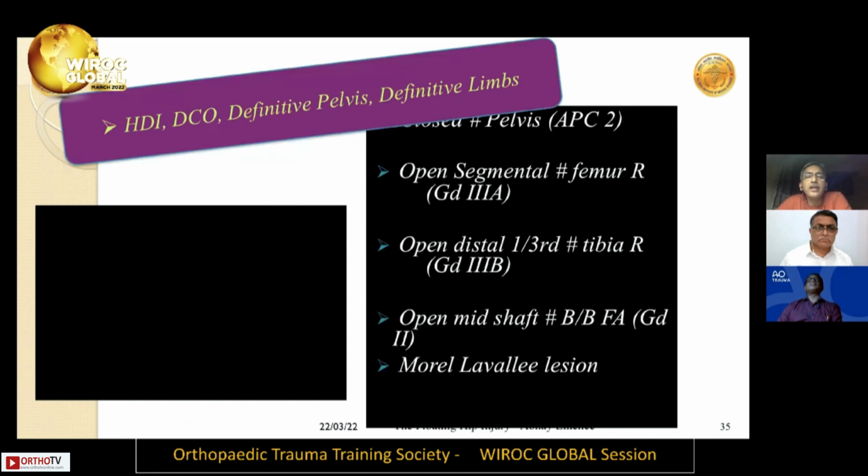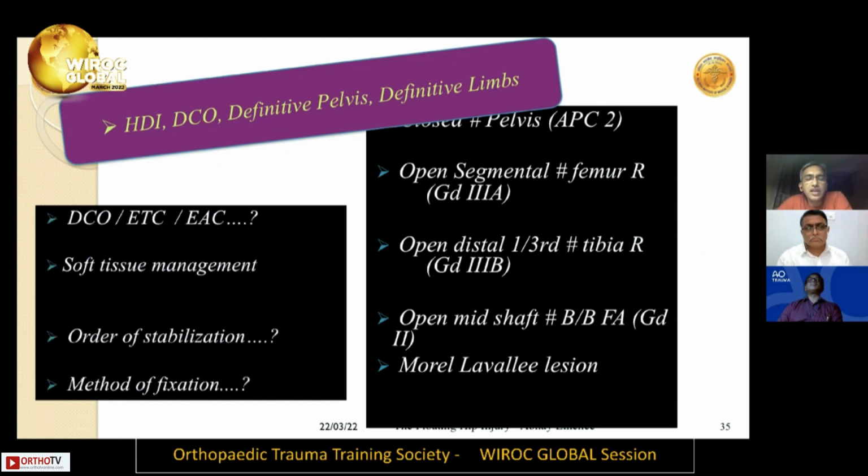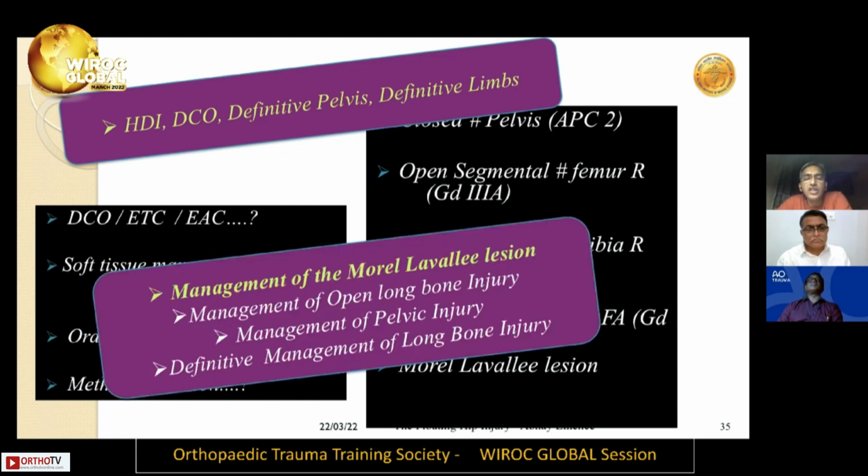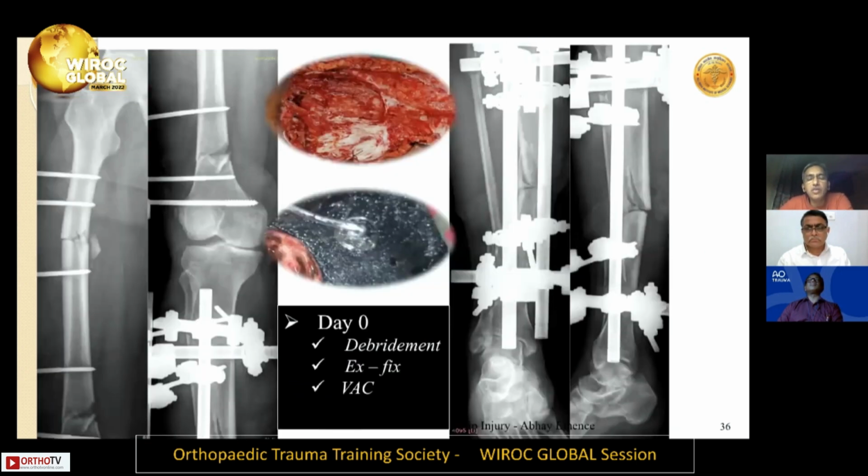And this is where one has to go in for hemodynamic stabilization, followed by damage control treatment. And then we come to the definitive fixation for the pelvis and the limb fractures. So the basic order of stabilization does not change. So one has to follow DCO, one has to treat the Morel-Lavallée lesion, has to treat the soft tissue and the open long bone injuries, and then come to definitive management of the pelvic injury and the open both bone and the long bone fractures.